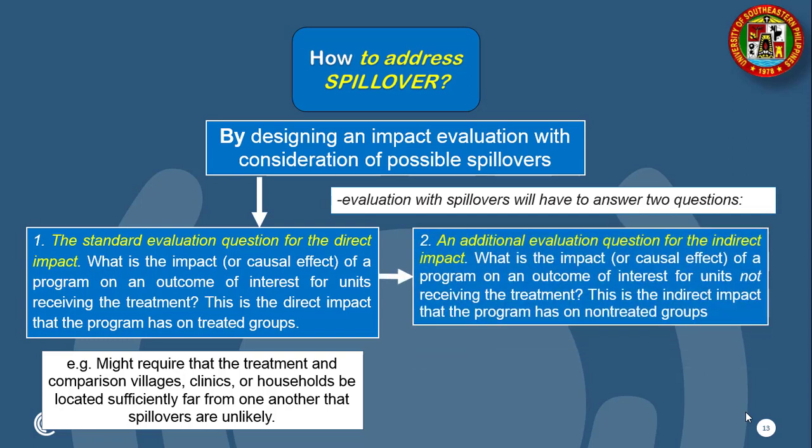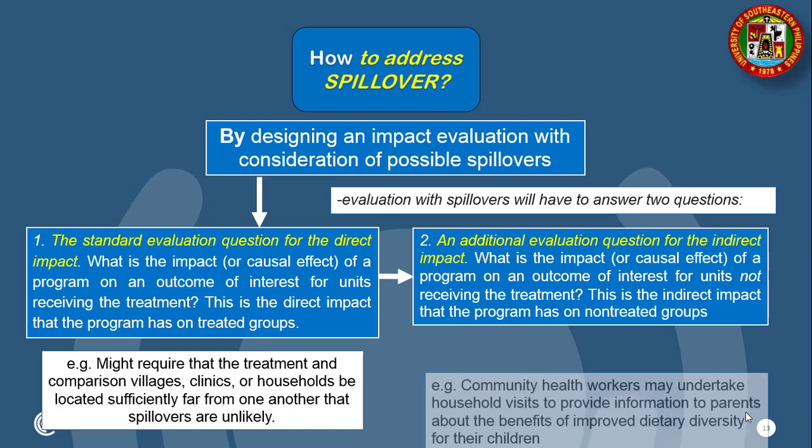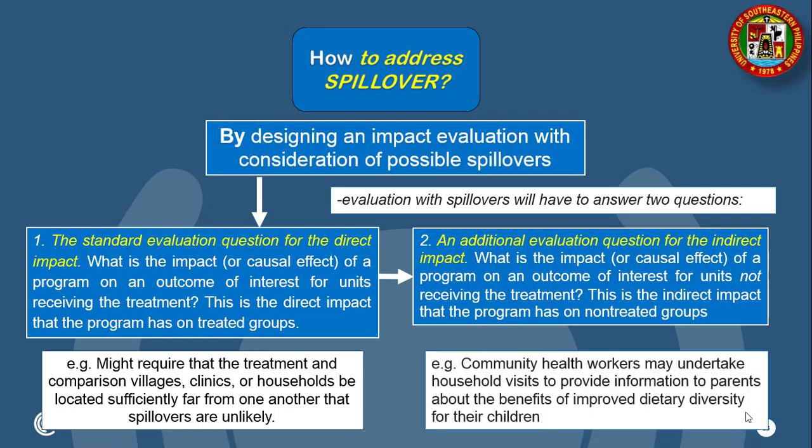The second question, an additional evaluation question for the indirect impact: What is the impact of the program on an outcome of interest for units not receiving the treatment? This is the indirect impact that the program has on non-treated groups. To estimate the indirect impact on non-treated groups, you should identify an additional comparison group for each non-treated group that may be affected by spillovers.